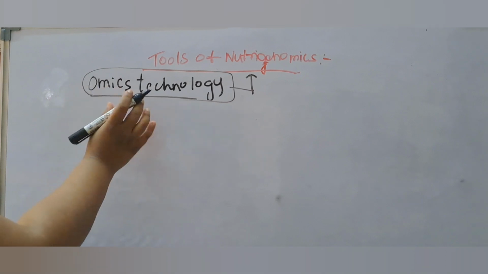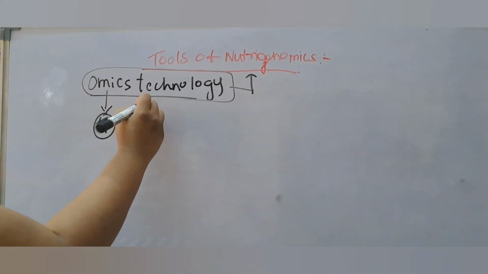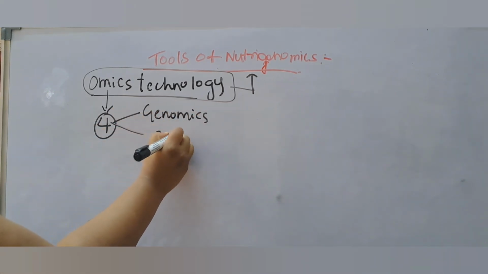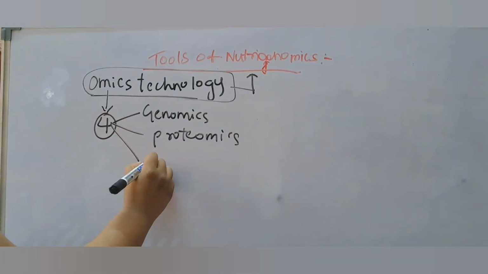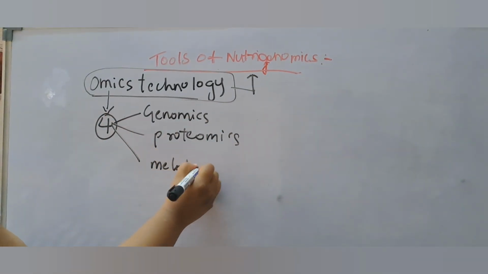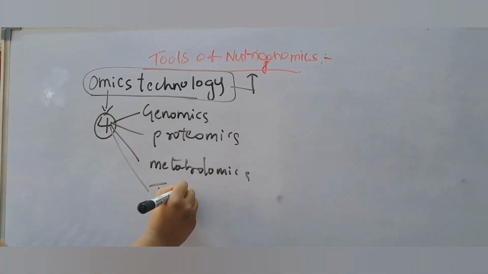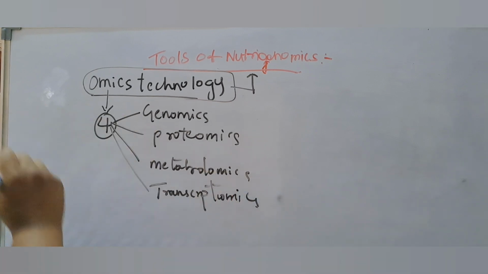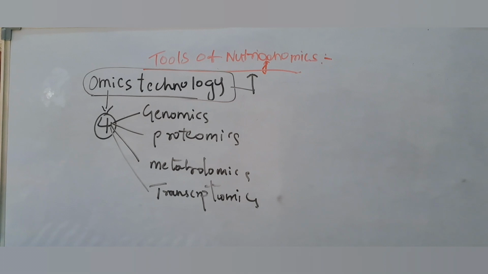Generally, we have 4 omics technologies. Those are genomics, proteomics, and next is metabolomics, and next is transcriptomics. So these are the omics technologies that were introduced in nutrigenomics. These are the tools which were introduced in nutrigenomics.